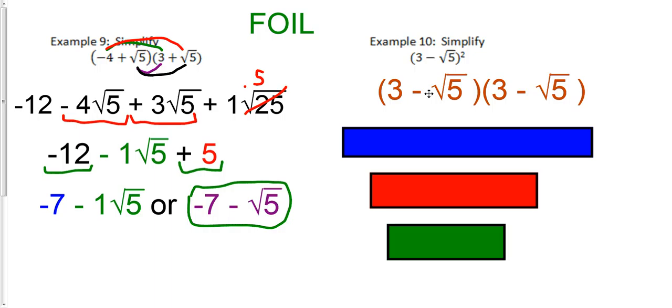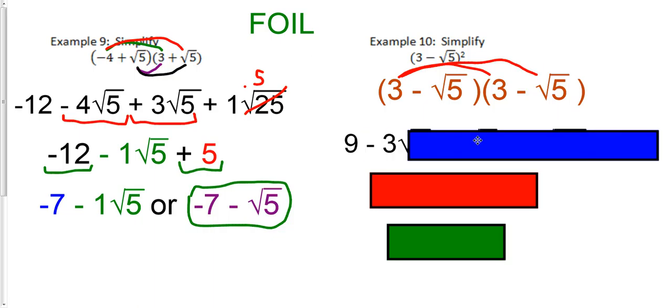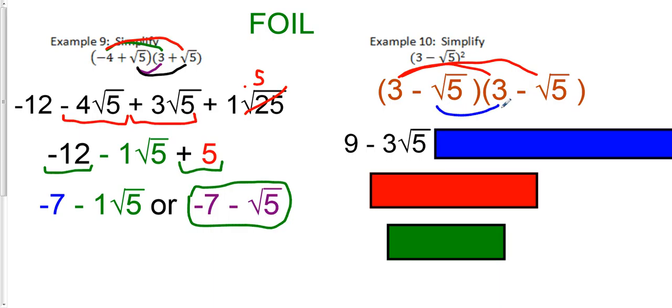So I want you to write out the problem so it looks like this. 3 minus the square root of 5, all in parentheses, times another 3 minus the square root of 5 in parentheses. Now we can see that it's two binomials, so we'll have to FOIL. 3 times 3, 3 times negative square root of 5. Those two would leave us with 9 and negative 3 square roots of 5. Next we would do negative square root of 5 times positive 3, and negative square root of 5 times another negative square root of 5.